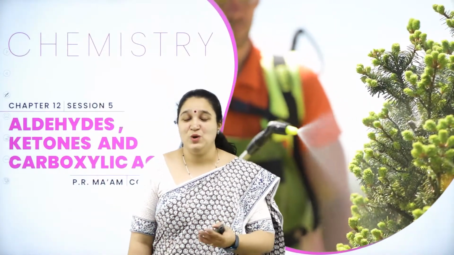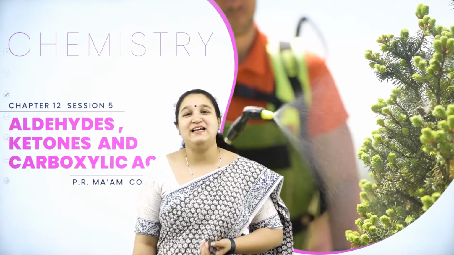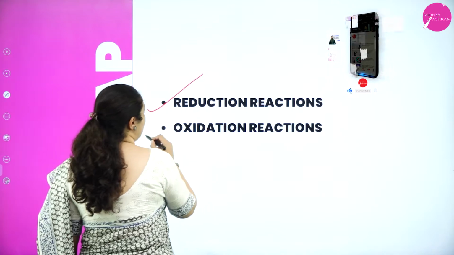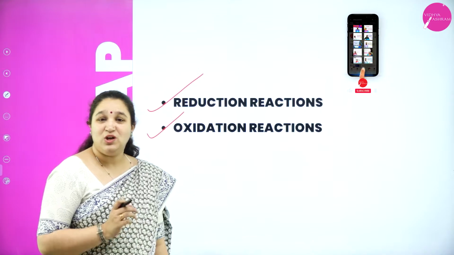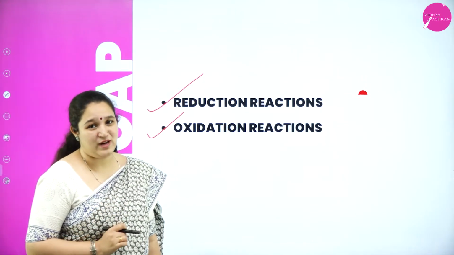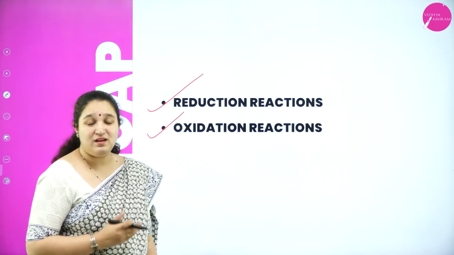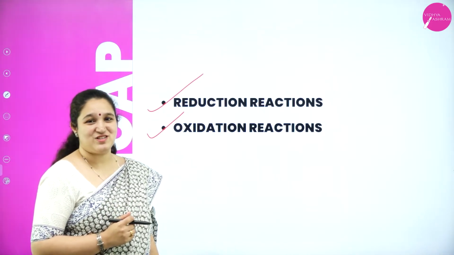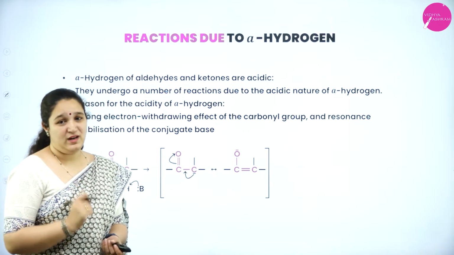Hello my dear students, welcome back to session 5 on the chapter aldehydes, ketones and carboxylic acids. Last class we studied about the reduction reactions and the oxidation reactions of aldehydes as well as ketones. Today we shall learn the reactions due to the alpha hydrogen atom as well as some other reactions like Cannizzaro reaction and electrophilic substitution reactions. Okay. First we learn the reactions due to alpha hydrogen.